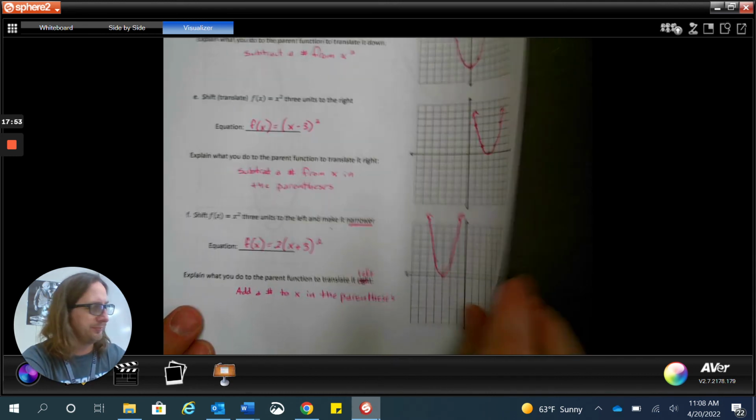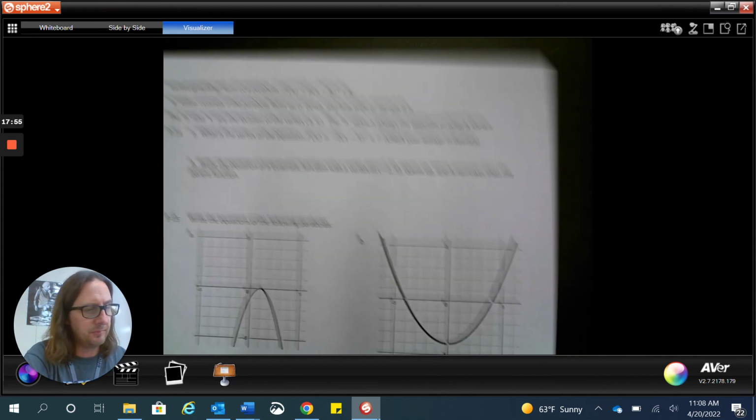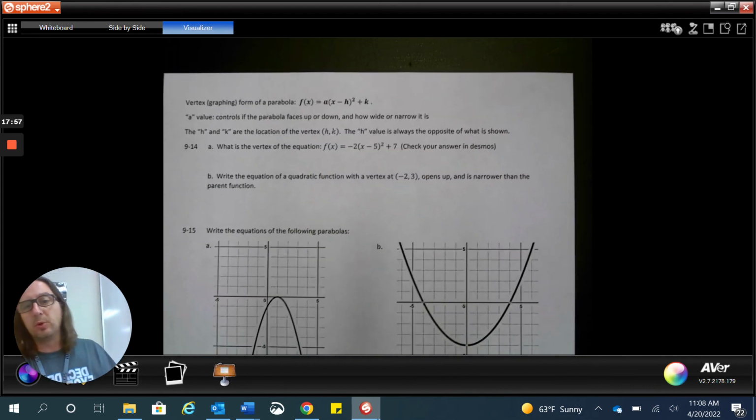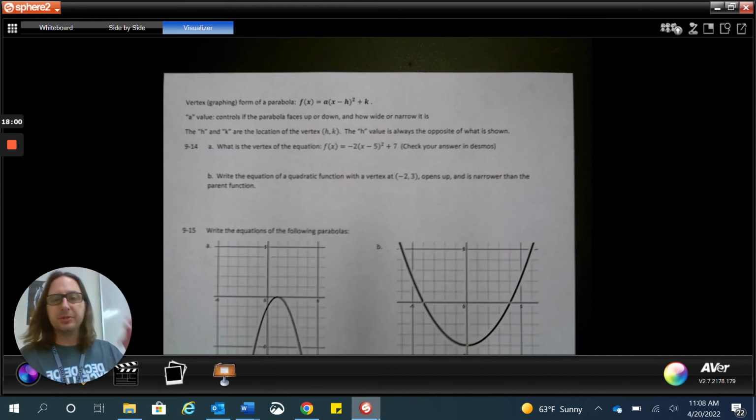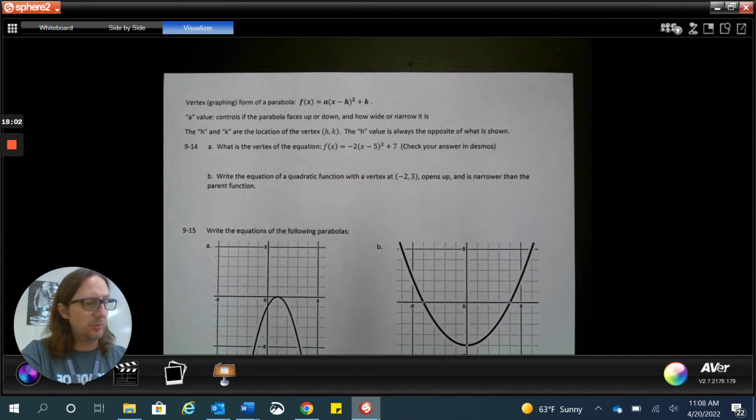All right, almost there. Last part. All right, vertex or graphing form of a parabola. So this is what we're kind of leading up to.